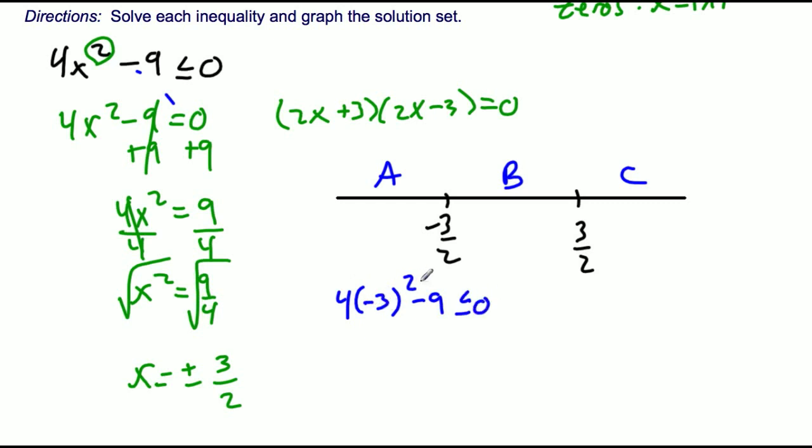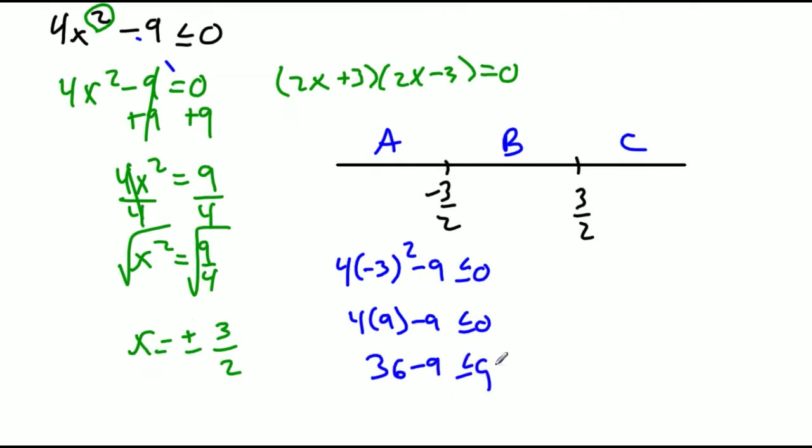Well, negative 3 squared is 9. So 4 times 9 minus 9. Is that less than or equal to 0? It's looking like a false right now, right? Because this is going to give us 36 minus 9 is less than or equal to 0. So this most definitely, oops, that should have been 0 right there, is going to be false. So I'm going to go ahead and put a false right here. So everything over here is going to be false.